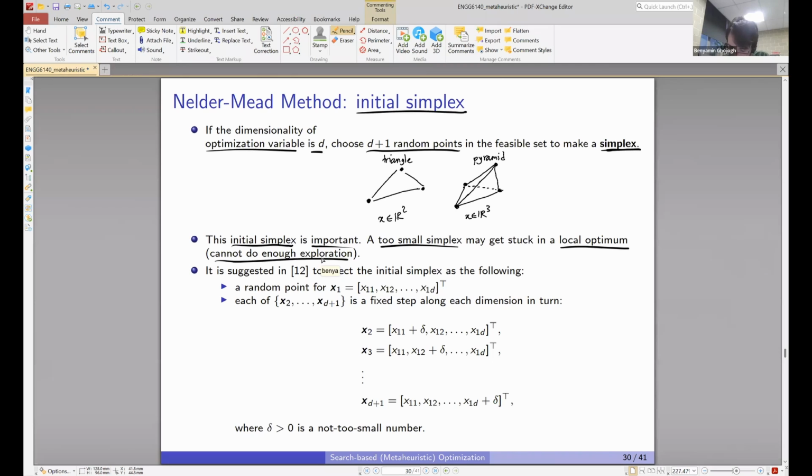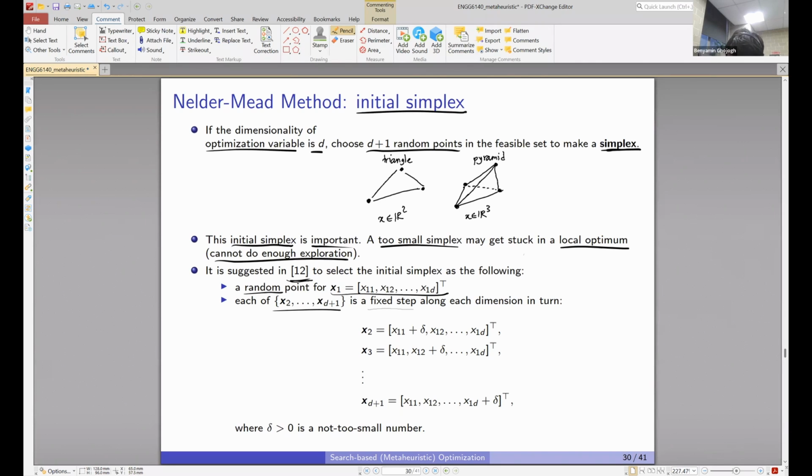So one suggestion for making the initial simplex is by the original paper of the Nelder-Mead method. It says to do this: choose the first corner, x1, which is a D-dimensional vector, randomly. Let it be a random point in the feasibility set. But for the other corners, x2 to x_{d+1}, do this.